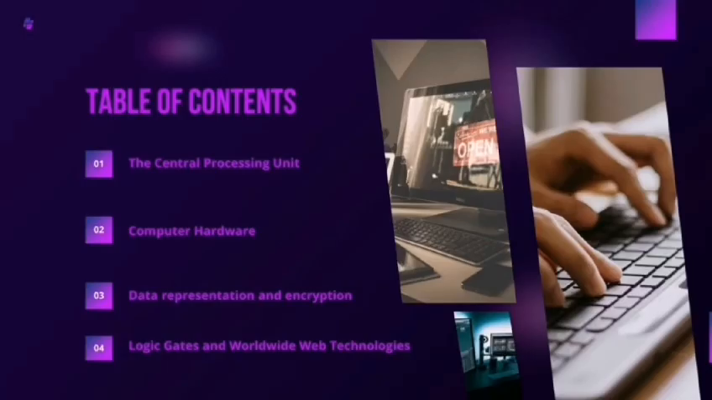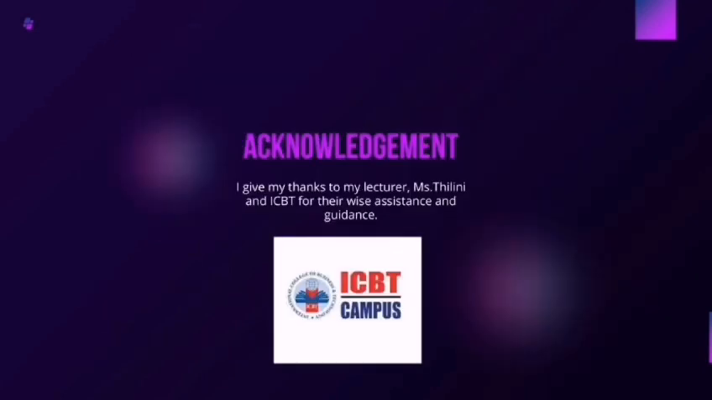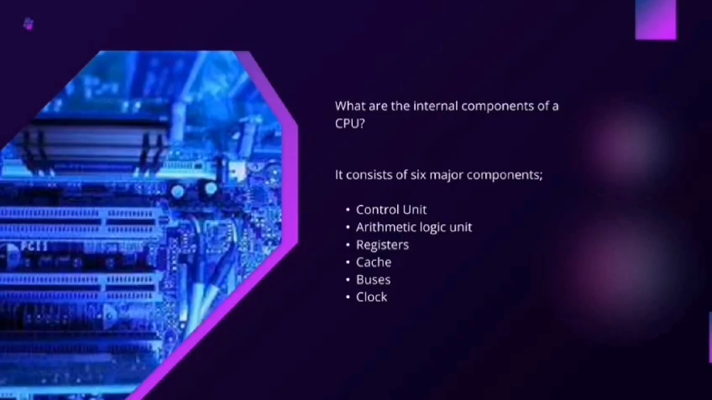Today I'm here to present my foundation presentation, starting with the first topic, the central processing unit. What are the internal components of a CPU? It consists of six major components: control unit, arithmetic logic unit, registers, cache, buses, clock. Now I'm going to explain each of the six major components briefly.